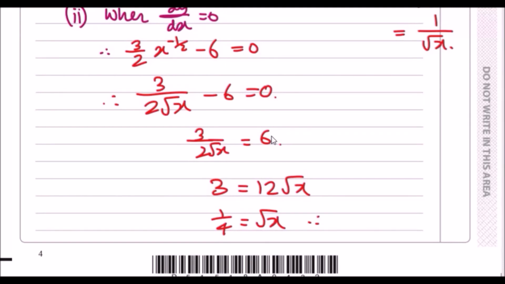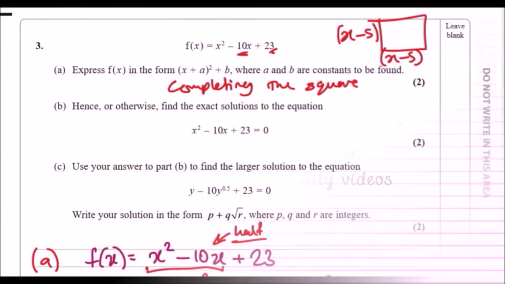If you square both sides, you get 1 over 16 equals x. Okay guys, welcome to number 3 now.